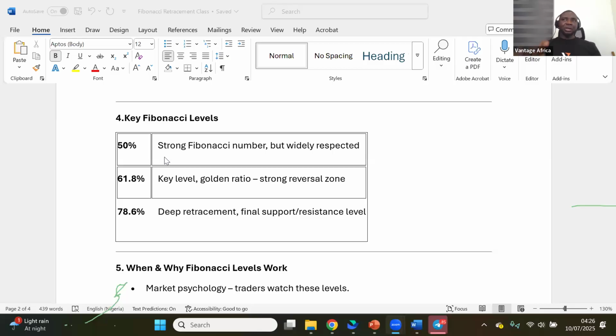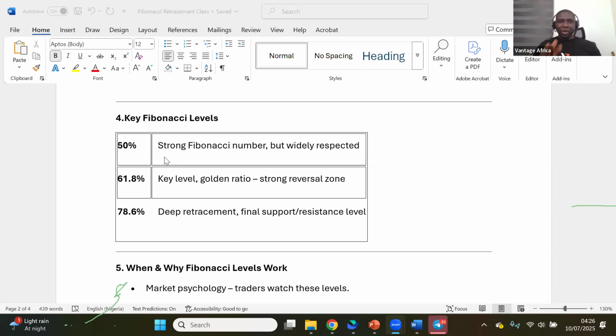Usually, what price does is it corrects into the 50% level and then continues. So you see price moves from a swing low all the way to a swing high. Then it corrects to the midpoint of that impulse. Then it continues.